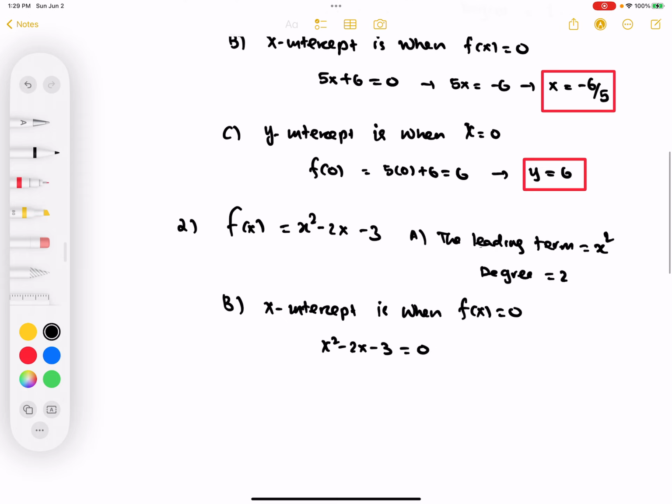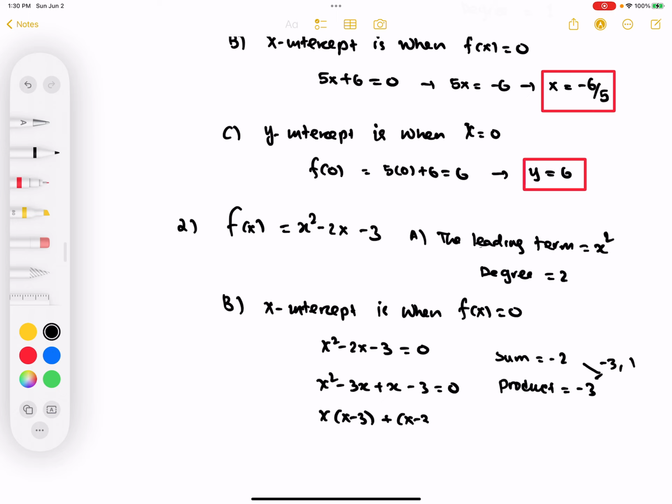So can you get two numbers that give us the sum negative 2 and the product negative 3? Can you get two numbers? Yes, we can, which is negative 3 and positive 1. So I can write this one as x squared minus 3x plus x minus 3 is 0. So this is x minus 3, this is x minus 3 is 0.